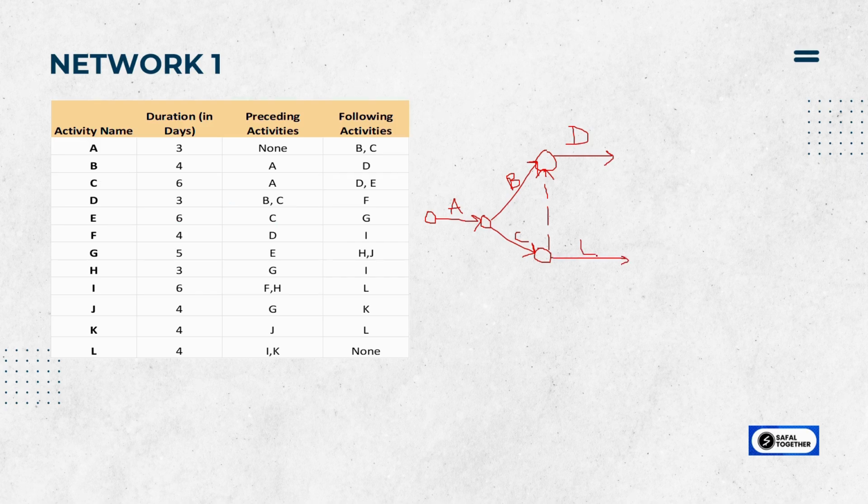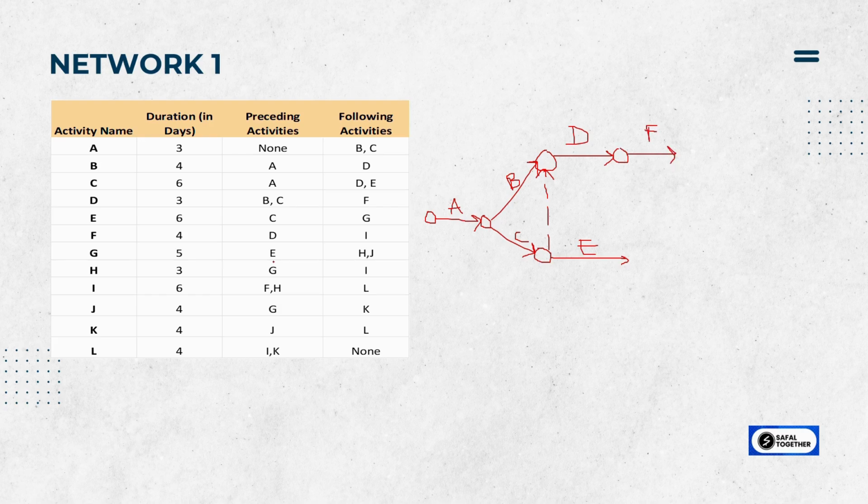Okay, the other thing that you can keep doing as and when you make all of these networks is keep checking if the following activities are right. So after A, we have B and C. After B, we have D. After C, we have D and E, which is what this dummy activity is representing. Now we're coming to D. D is a predecessor activity for F. So we have F that's coming out of D.